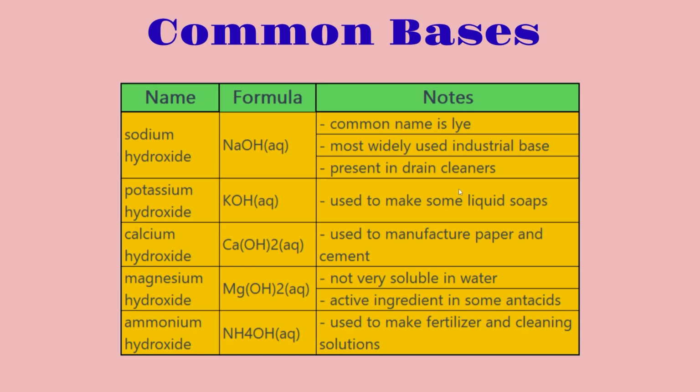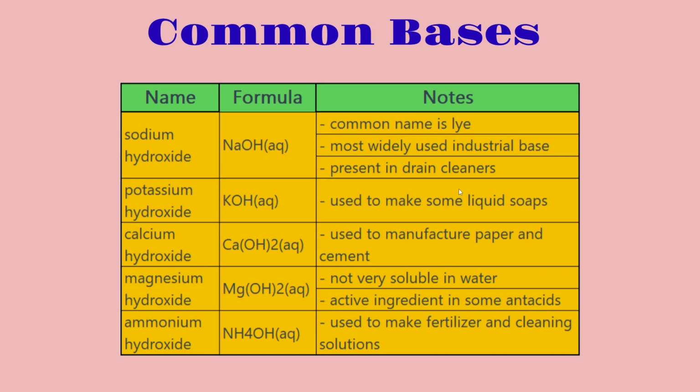And the common name is lye, and it's most widely used in industrial bases, and usually you can find them in drain cleaners. For our second one, we have potassium hydroxide, which is KOH, and the note for it is it is used to make some liquid soaps. So in our previous video, we learned that most bases are actual soaps, so you can see that all of these usually are used in cleaning products or soap. And for our third one, we have calcium hydroxide, which is Ca(OH)2. And then this is used to manufacture paper and also cement.